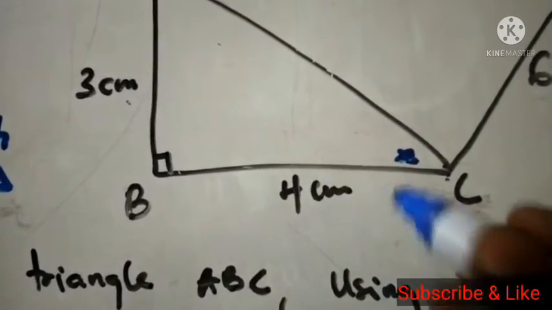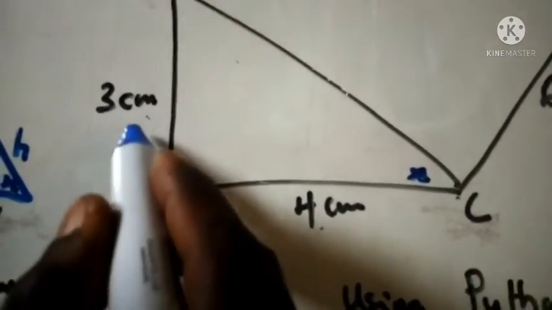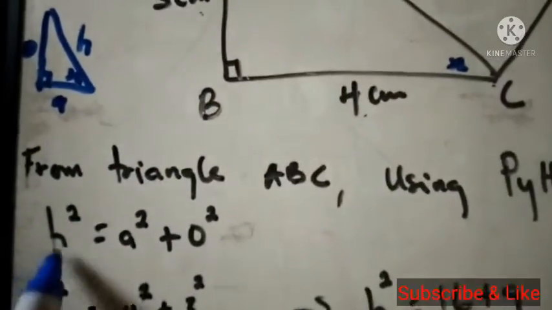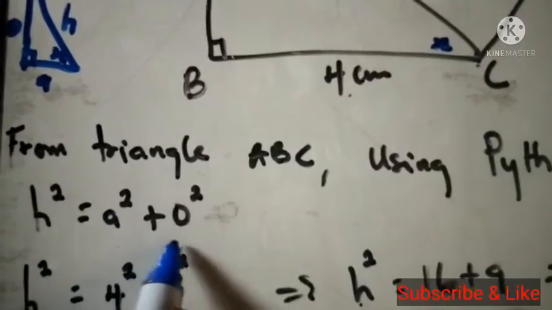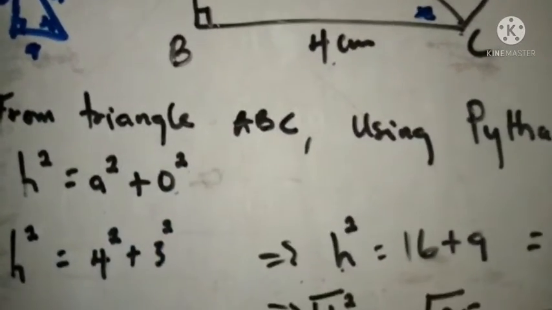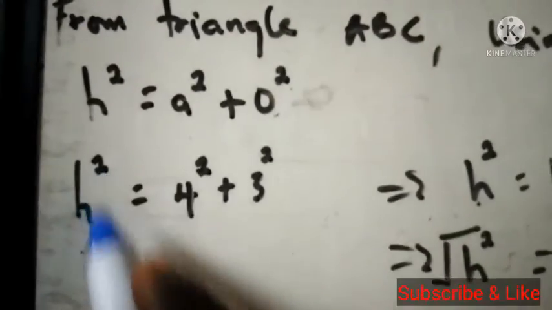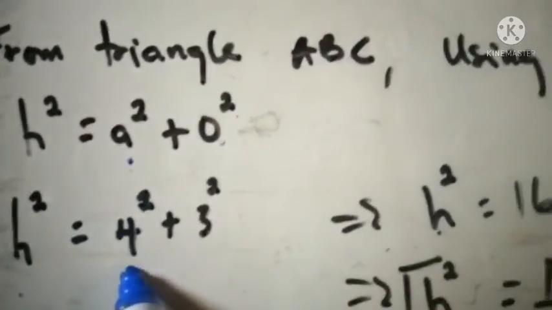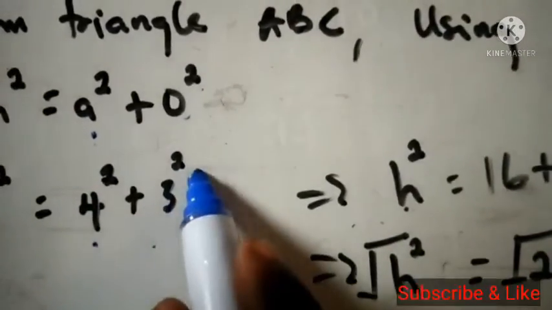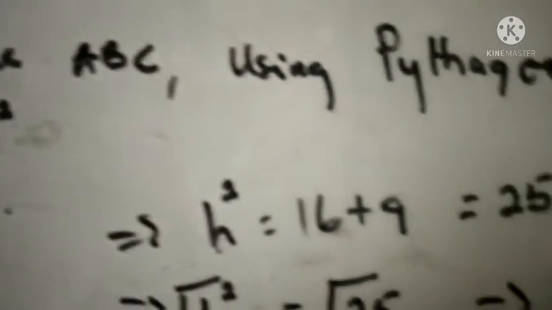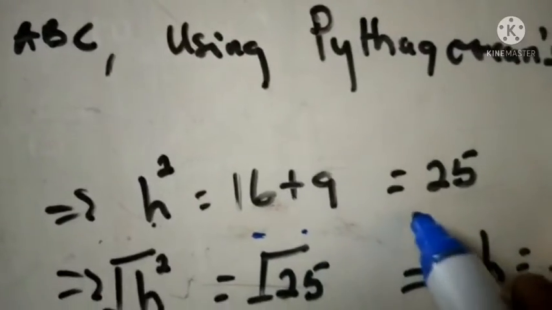Since you are here, this side will be your adjacent, this will be your opposite, and the law says that the hypotenuse squared is equal to the adjacent squared plus the opposite squared. So we are just going to replace that. We don't know the hypotenuse, so we have the hypotenuse squared here. The adjacent is 4, so 4 squared plus 3 squared. If you do this calculation, you should have 16 plus 9 equal to 25.